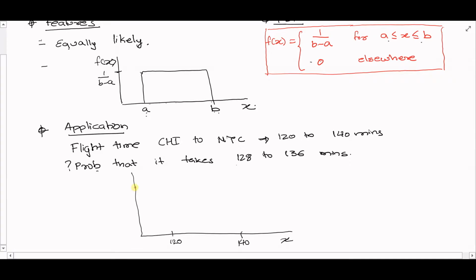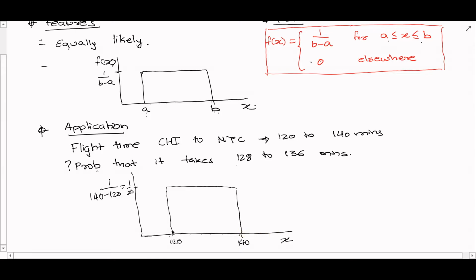Each value or each x in between is equally likely, and that is given by 1 over 140 minus 120, which is 1 over 20. So the probability that x is 120 is 1 over 20. Probability that x is 140 is 1 over 20. The probability that x is 121 is 1 over 20, and so on and so forth. So x takes values only between 120 and 140, and there is zero chance that it is less than 120 or more than 140.